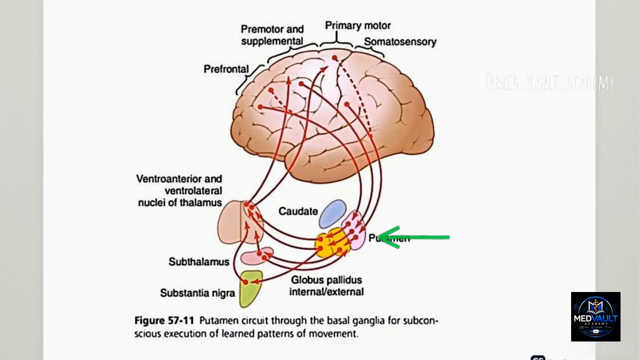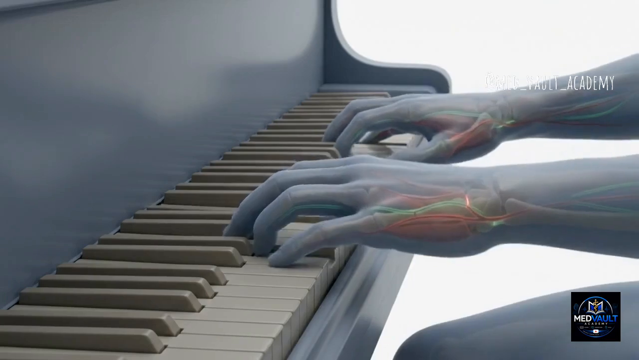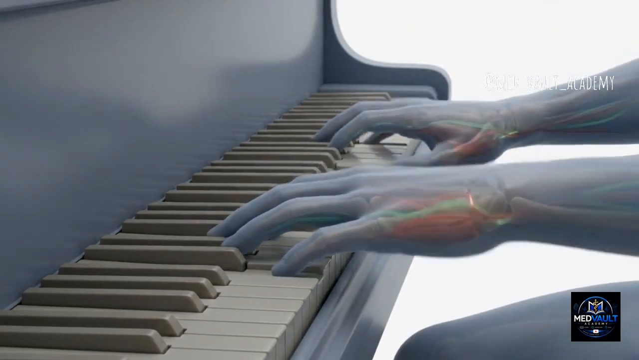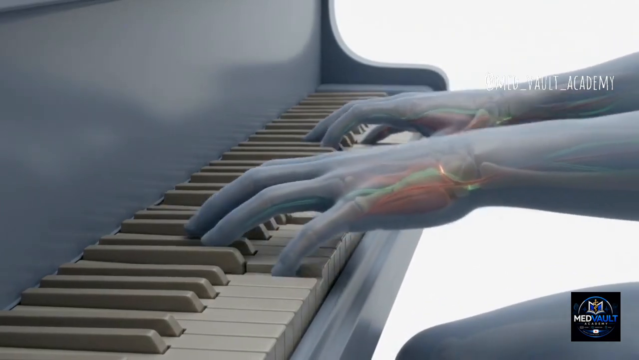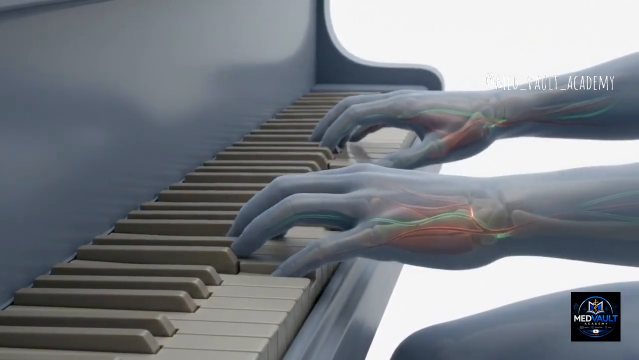These circuits are functionally segregated. The putamen circuit, seen here, serves as the subconscious loop for executing learned habits and motor patterns without active thought. In contrast, the caudate circuit processes conscious motor planning. It scales the intensity of our actions based on goals and environmental feedback. Together, these specific neurochemical switches and anatomical loops allow the brain to transition conscious, cognitive effort into automatic, subconscious reflex.